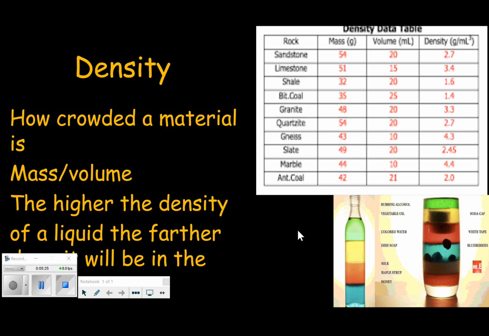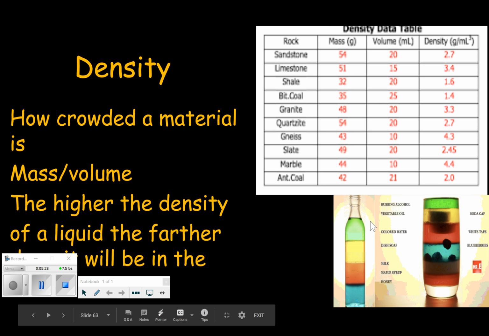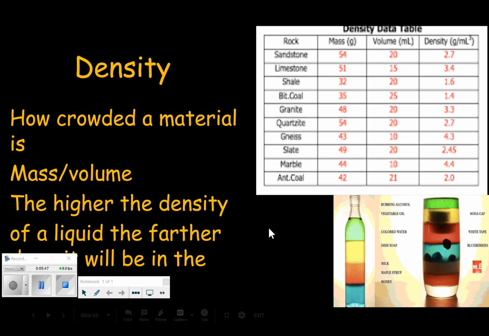Sorry, the farther down it will be in the column. Okay, so if we are looking at this column right here of liquids, this liquid is not very dense, but this liquid is very, very dense, which means this liquid's particles are much tighter together than this liquid's.